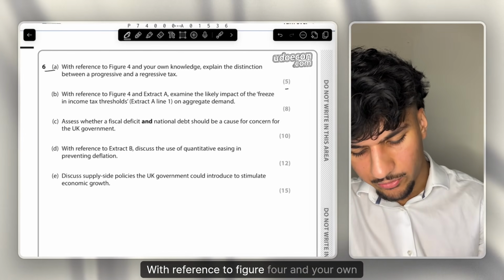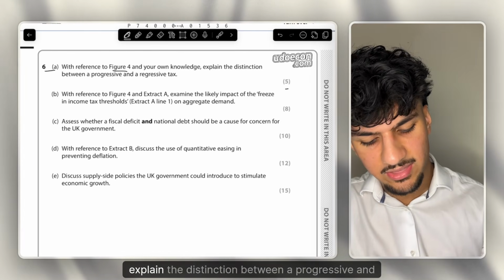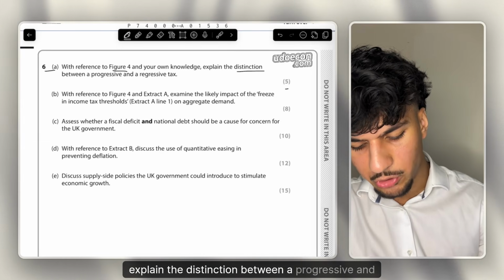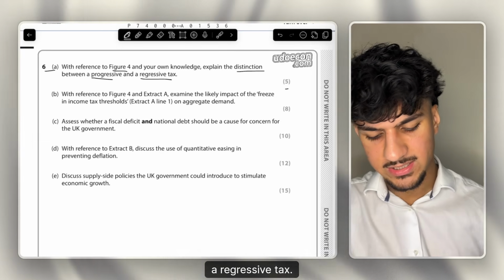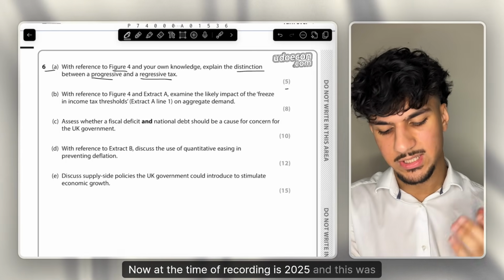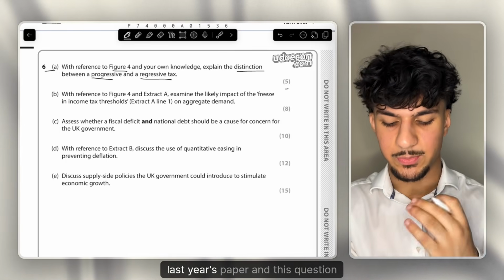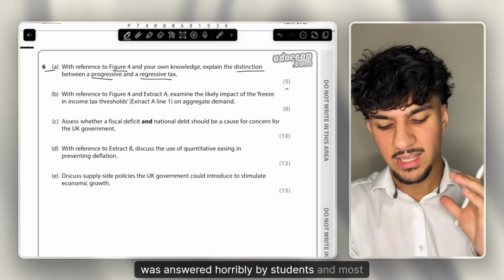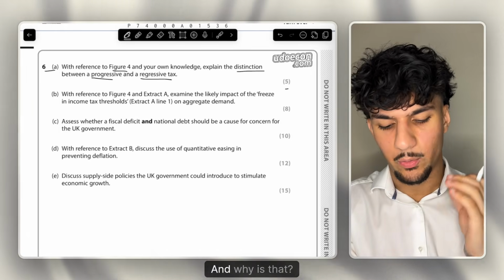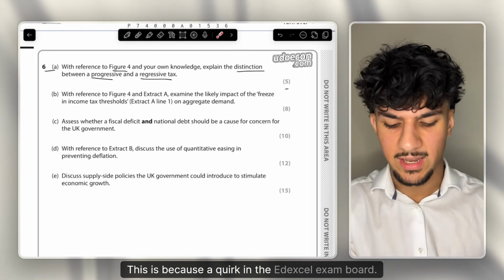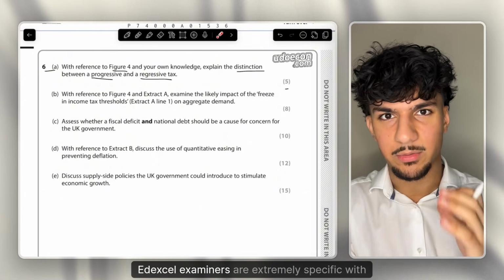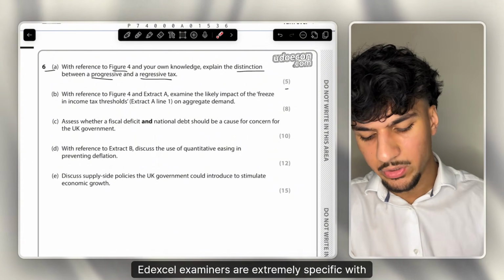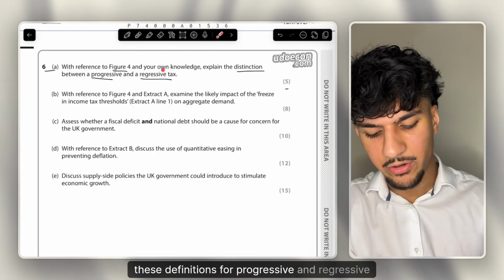With reference to figure 4 and your own knowledge, explain the distinction between a progressive and a regressive tax. Now, at the time of recording it is 2025, and this was last year's paper, and this question was answered horribly by students, and most students dropped a mark here. And why is that? This is because of a quirk in the Edexcel exam board. Edexcel examiners are extremely specific with these definitions for progressive and regressive tax.